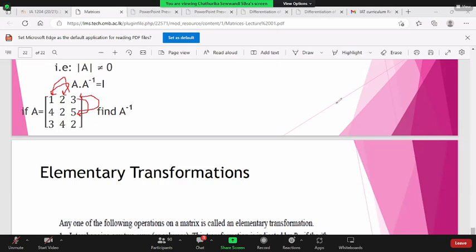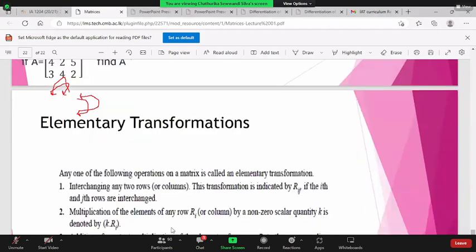So how will it affect the matrix? That is one elementary transformation. So then what are the others? Multiplication of elements of any row by a non-zero scalar, right?